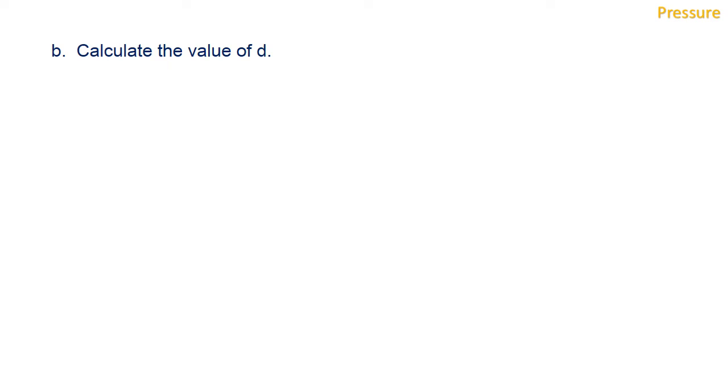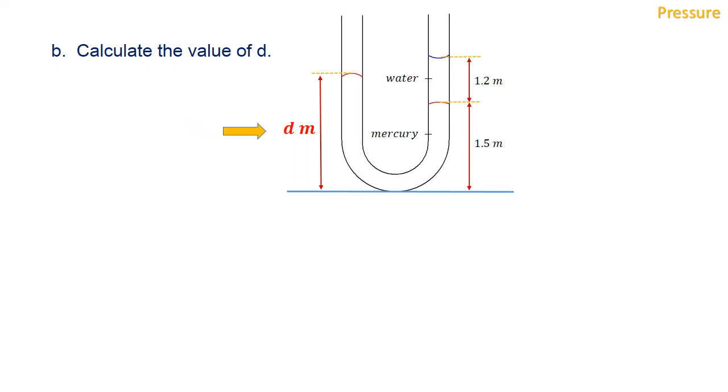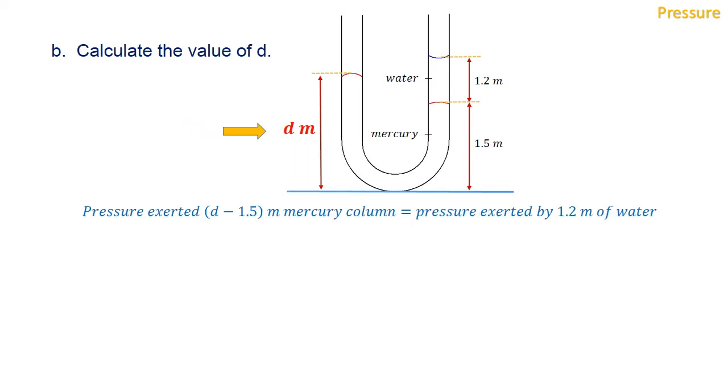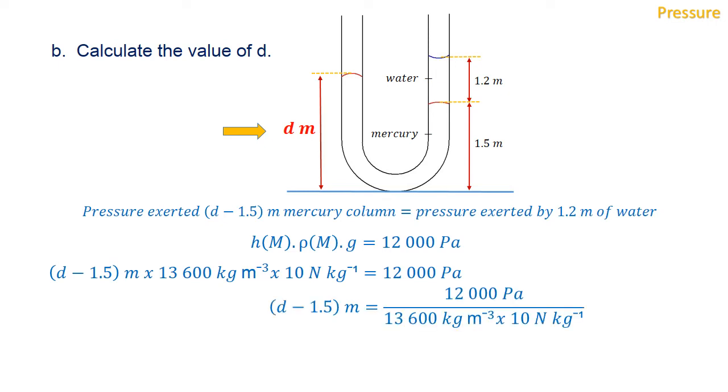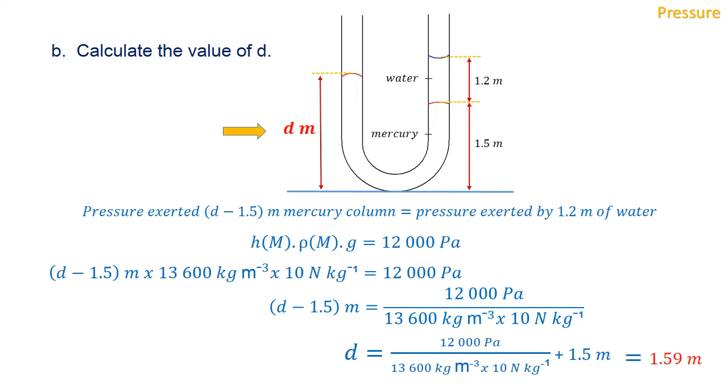Calculate the value of D. Pressure exerted by D minus 1.5 meter mercury column equals pressure exerted by 1.2 meter of water. h rho g equals 12,000 Pascal. We get 1.59 meter.